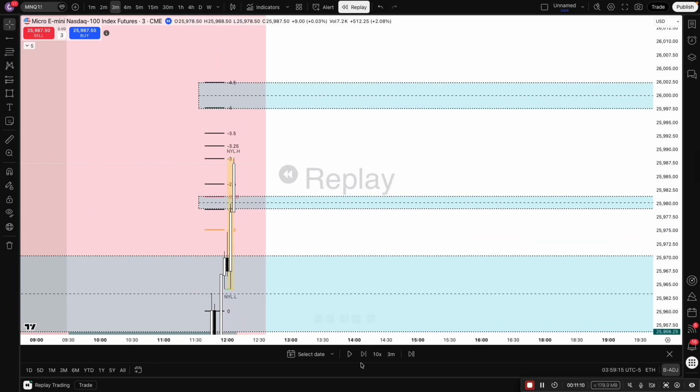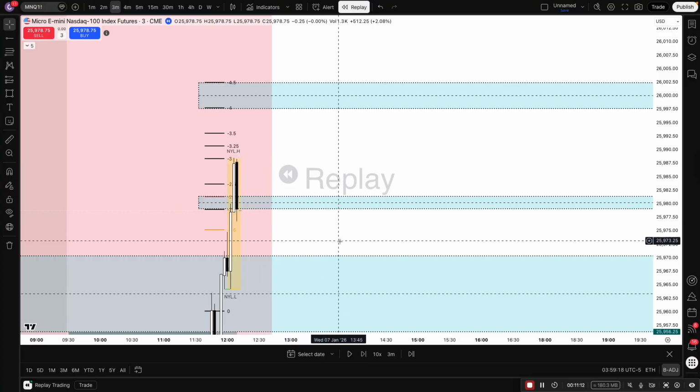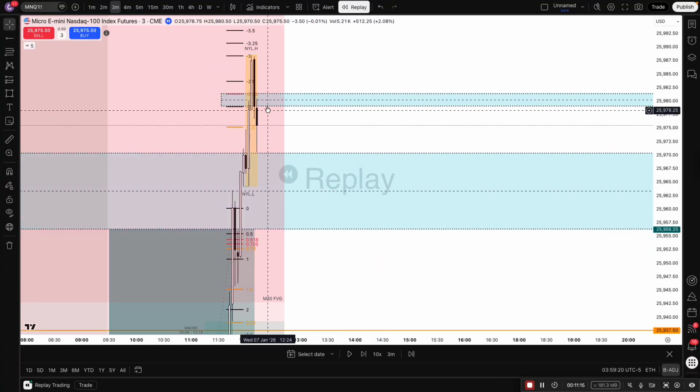Okay, we displace through there. So let's see. Okay, we come back down and we claim this. That's exactly what I see with this area here.